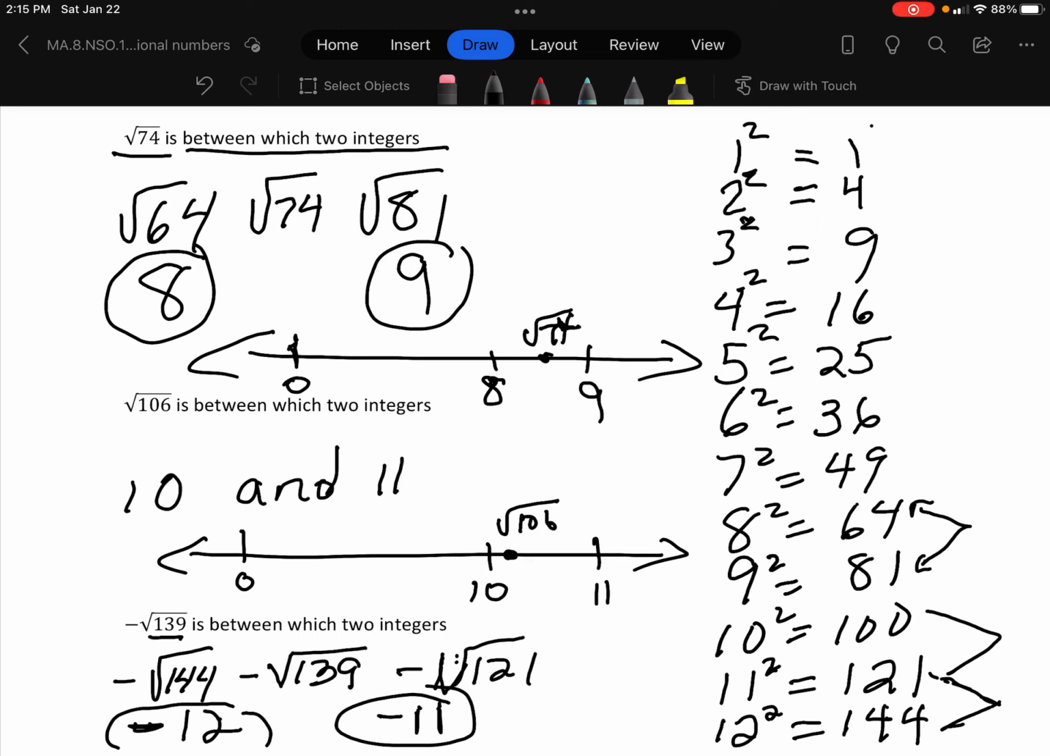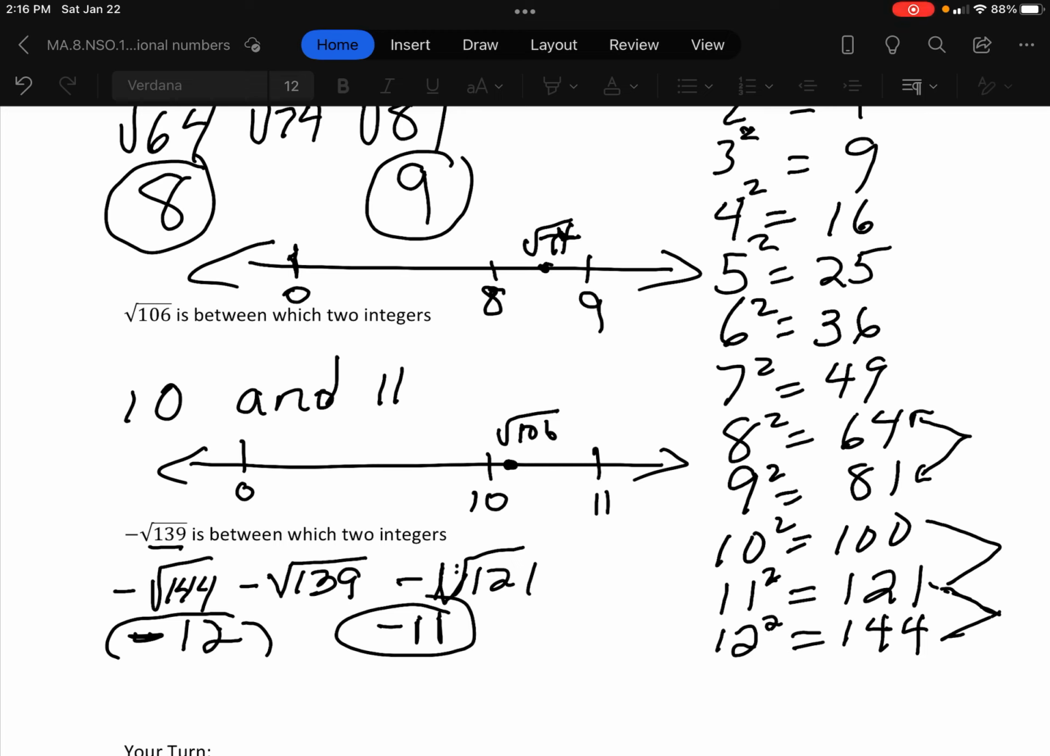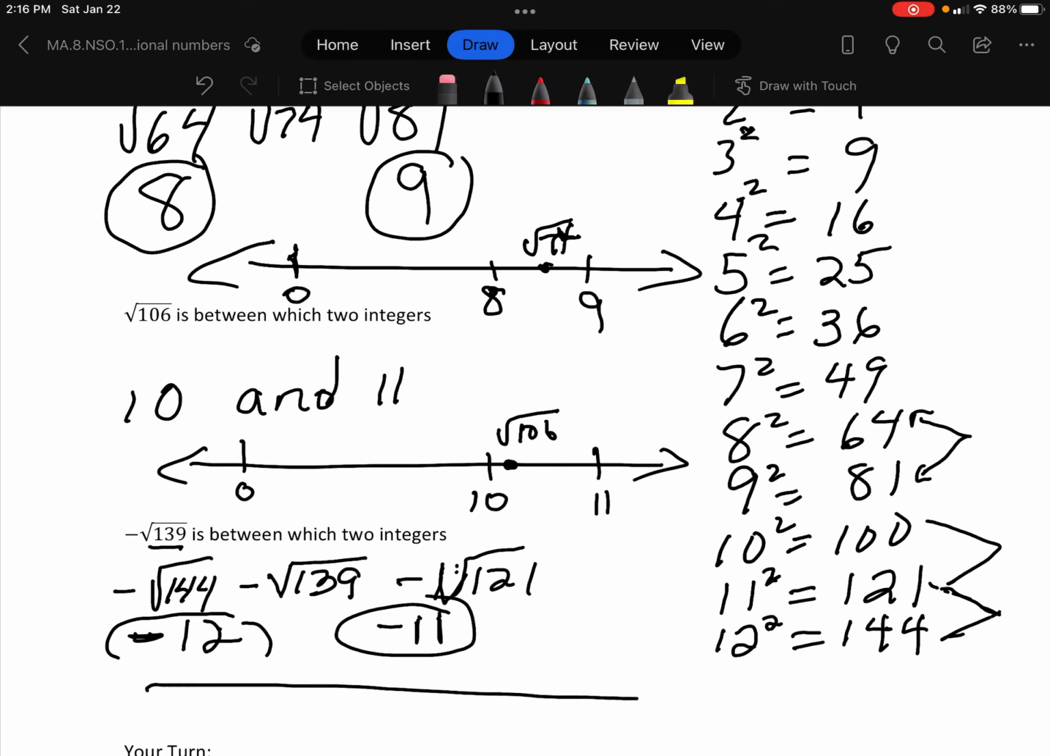And then to graph the other one, I'm going to move up a little bit so we can see how to graph. I'm going to draw my number line, and now I'm going to have my 0. Now remember, the negatives are to the left, so I'm working on the left-hand side. So it's going to be between negative 11 and negative 12. I'm looking at 139, which is closer to 144. So it's going to be, let's say here. It doesn't have to be perfect because this is an approximation. I'm going to put 139. Don't forget to put the negative sign.